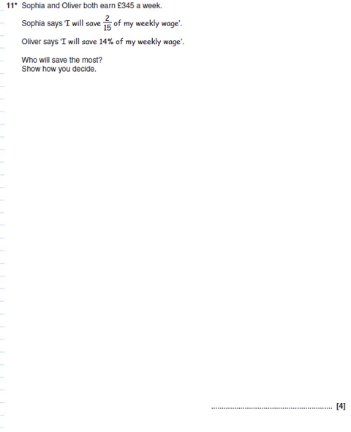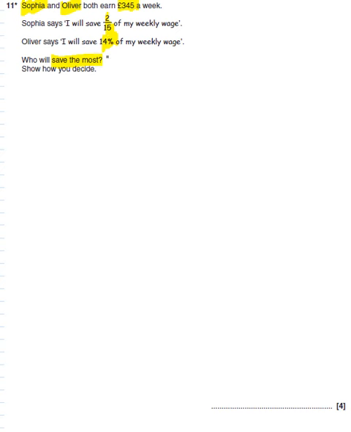Right, bit of a wordy one this. So we've got Sophia and Oliver are earning this much a week. Sophia says that if I save this amount of my weekly wage, and Oliver says we're going to save that amount. Who will save the most? So, what have we got to do then?